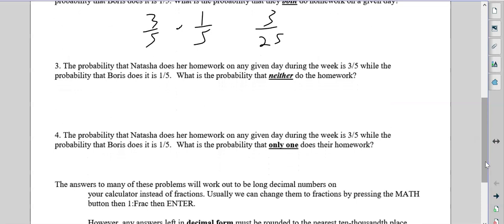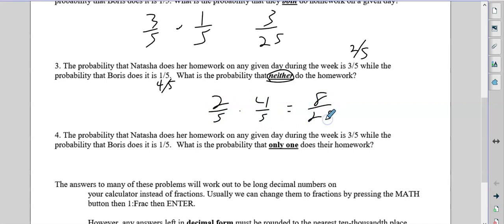Now, number 3 is a little bit different. Same numbers, 3 out of 5, 1 out of 5, but what's the probability that neither do their homework? Well, we got to think about that. If 3 out of 5 is her doing it, 2 out of 5 is her not doing it. 1 out of 5 is him doing it, 4 out of 5 is him not doing it. So we're going to take these two probabilities and multiply them and get 8 out of 25.